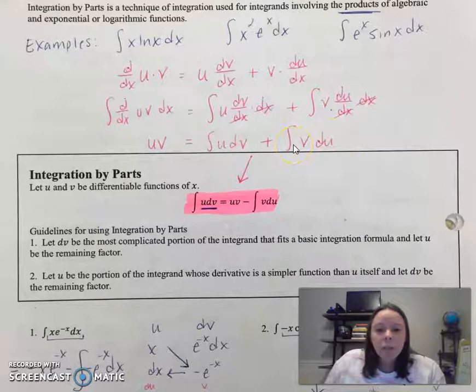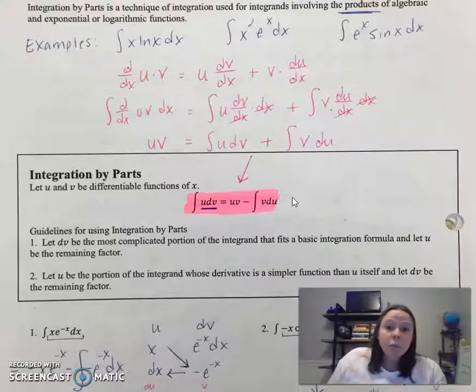Now what we end up doing is we move the integral of v du over to the other side. So we now have the integral of u dv equals uv minus the integral of v du. And this is integration by parts. So it's another way to solve an integral. It's basically undoing the product rule. Substitution, which we did in the last section, undoes the chain rule.